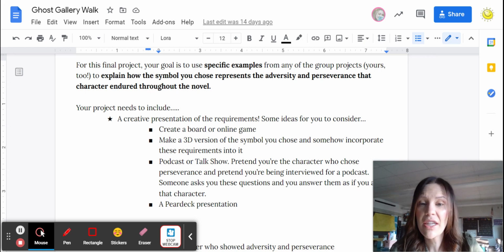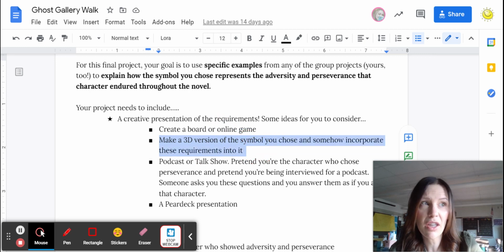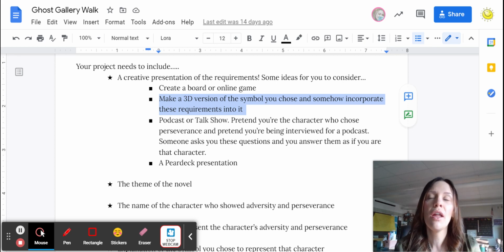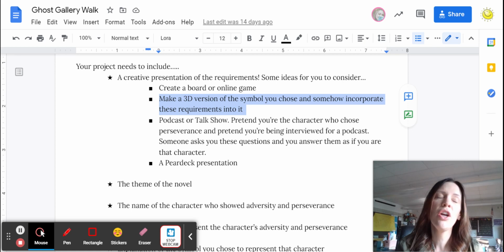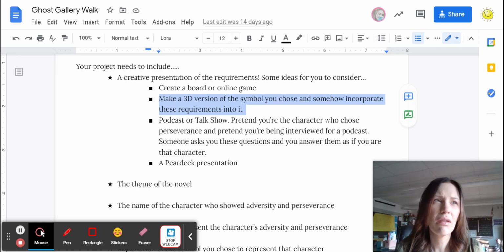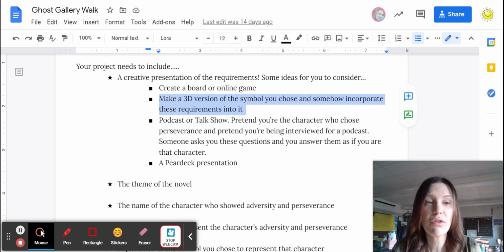Okay, next, another idea. You could make a 3D version of the symbol you chose and incorporate the requirements onto it. So if you choose to make this 3D version of the symbol, you've got the symbol that you chose that represents the person or the character who showed adversity or perseverance in the face of adversity. Then somehow you could put all of the information onto that 3D model of it. Something to think about. It might be an easy option for you, those of you looking for something a little bit more straightforward.